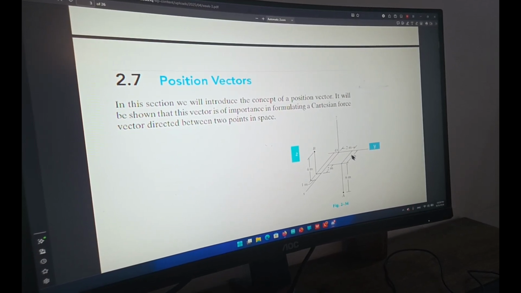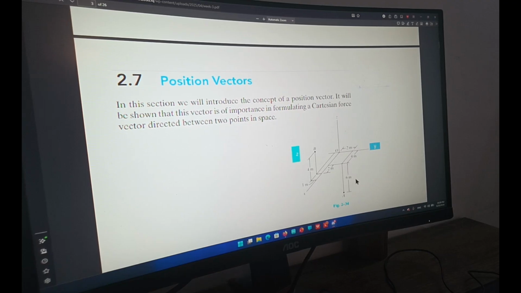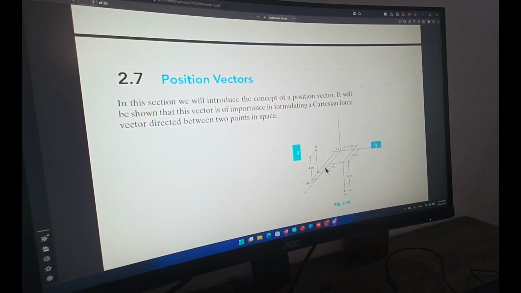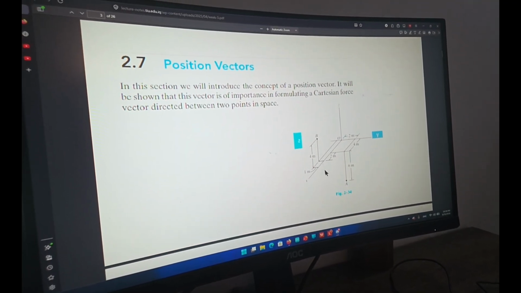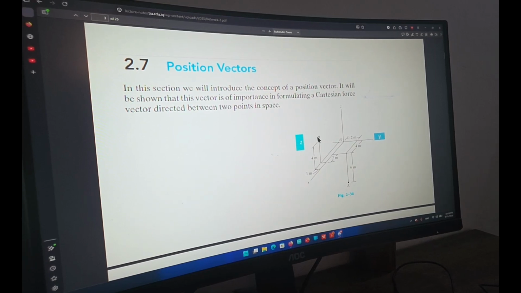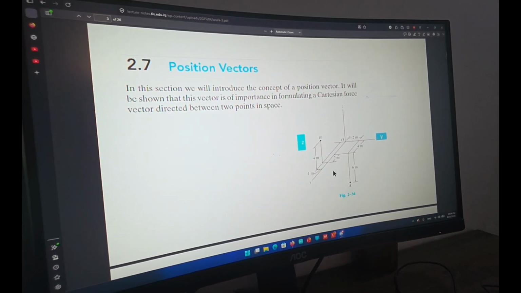Hello everyone, today I'll be explaining position vectors. Now, what position vectors are: a vector between 2 points. For example, in this figure, between point A and point B.